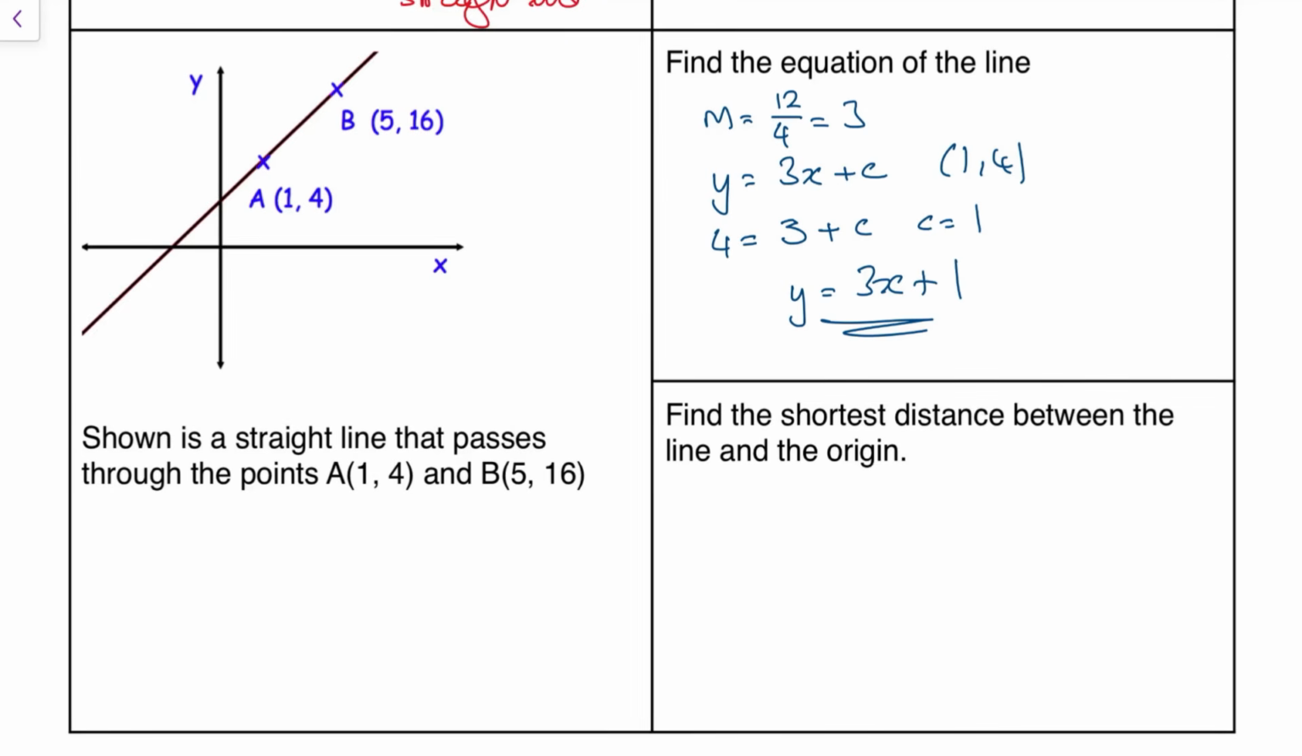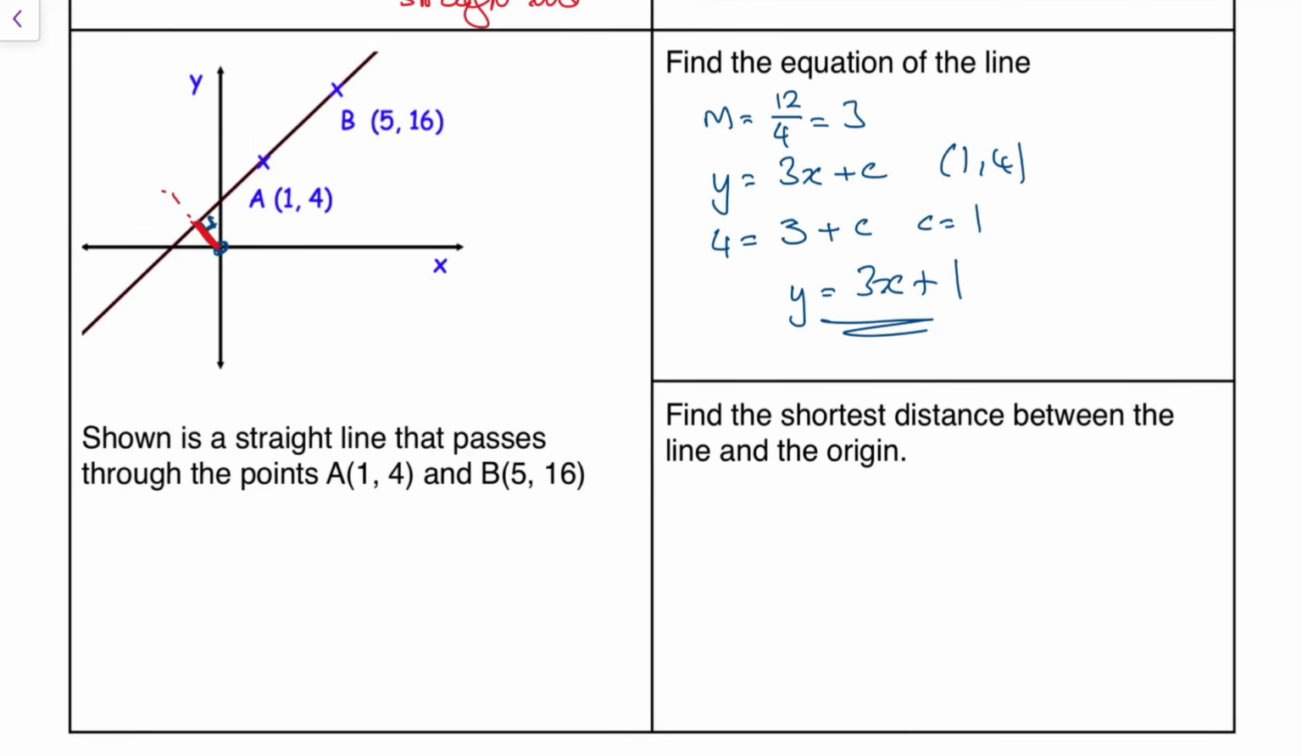Find the shortest distance between the line and the origin. Now, if you've seen one of these questions before, you know where I'm going to go. The shortest distance is defined to be a perpendicular line that joins the origin to that line. Now, because I know the gradient of the line I've just worked out is 3, I'm going to do it in red, and you can see what I'm doing.